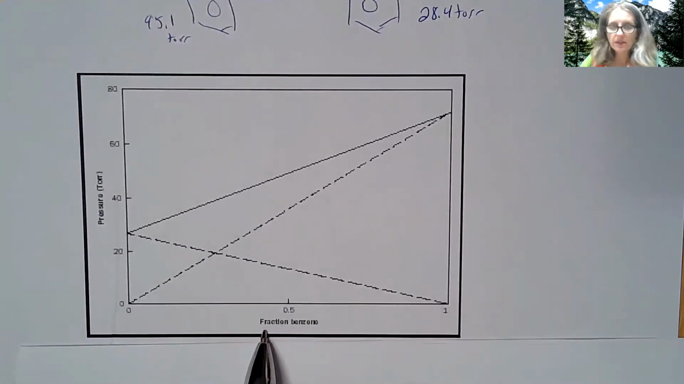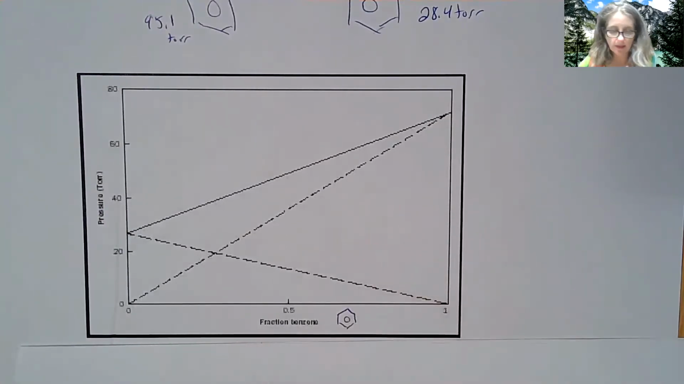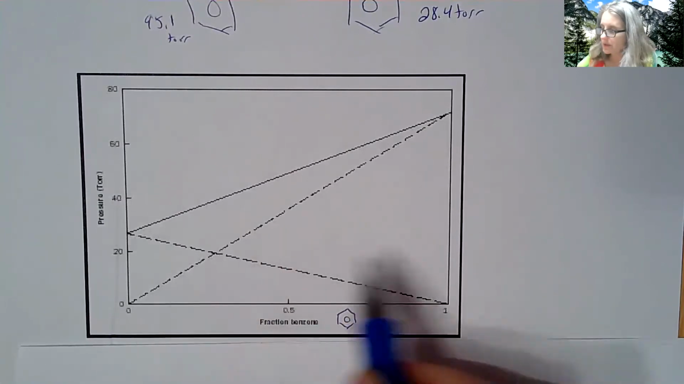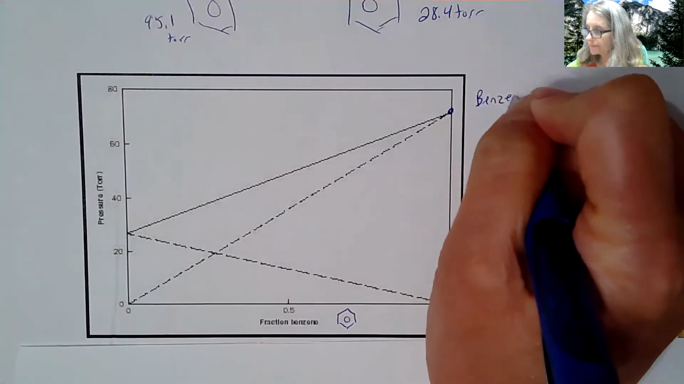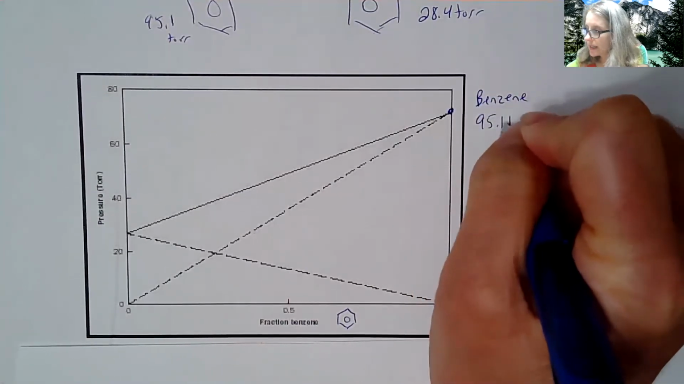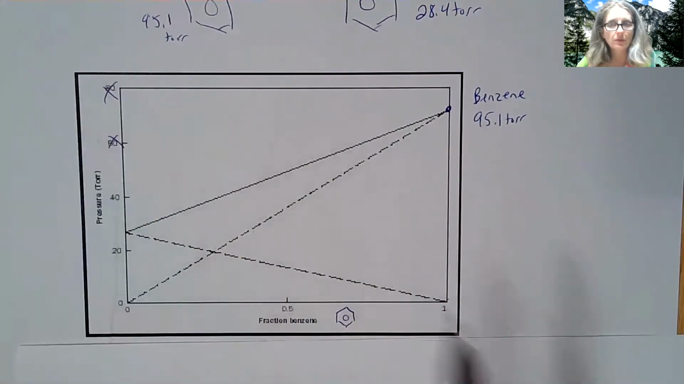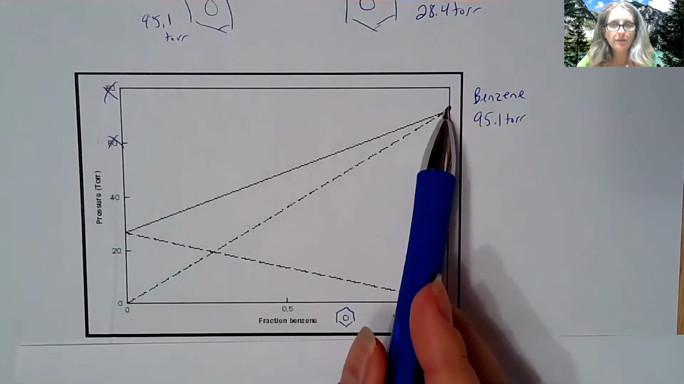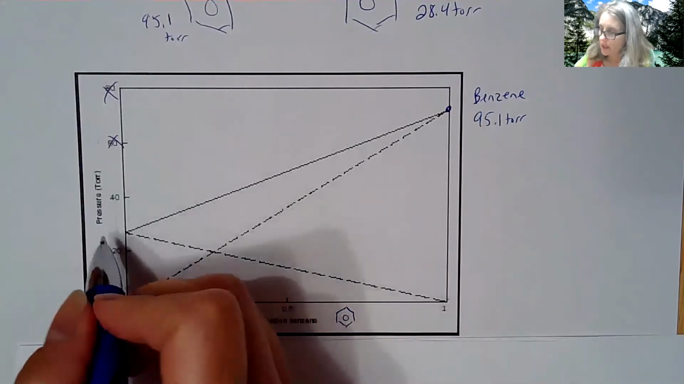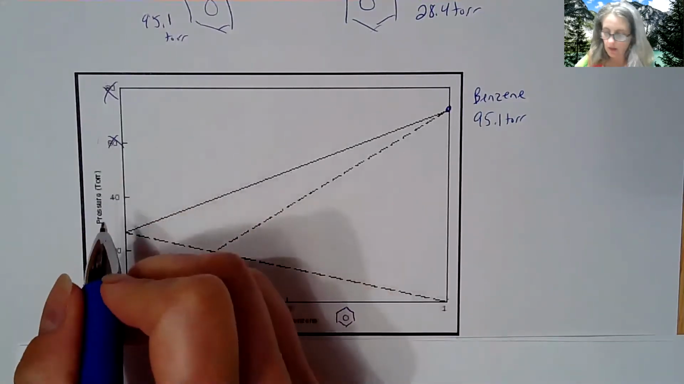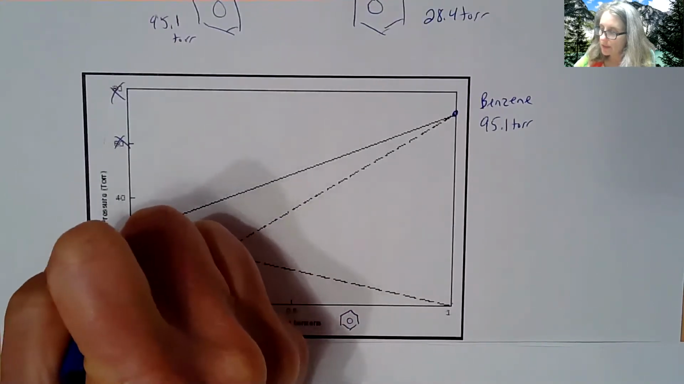On the x-axis is the fraction of benzene. If you want, draw a little benzene down here so you can recognize it. What we are doing is going from 0 to 1. This point up here is all benzene, so it should be at 95 torr. The only thing I don't like about this graph is that those numbers don't match up. If I only have benzene in there, I'm going to have a total pressure of 95.1 torr. Over here at 0 would mean this is all toluene, and that pressure is at 28.4.